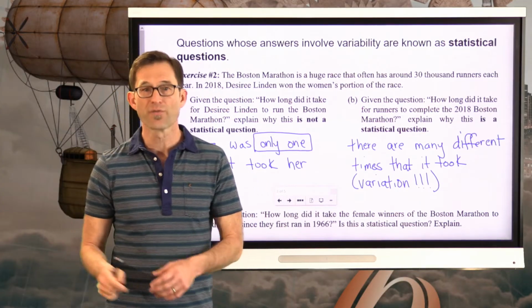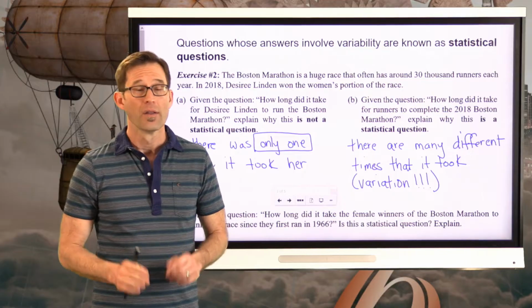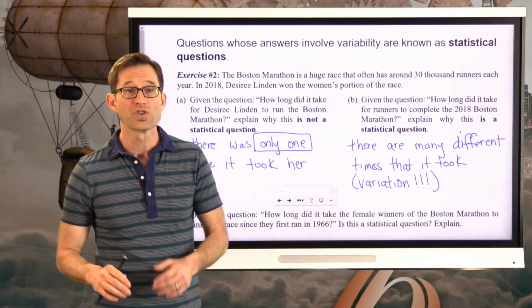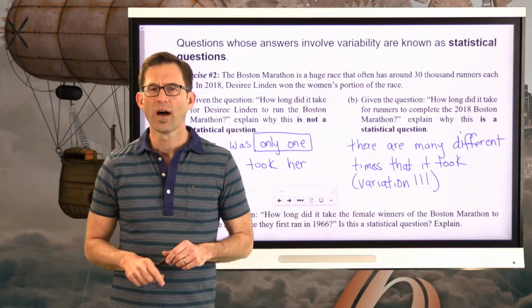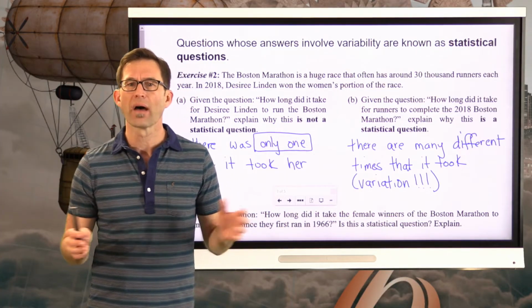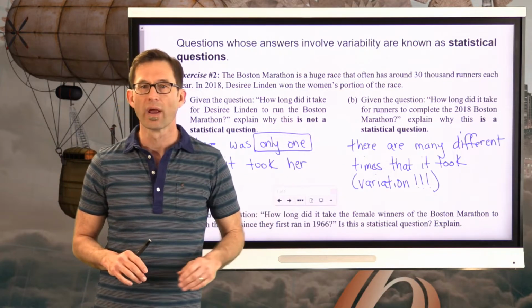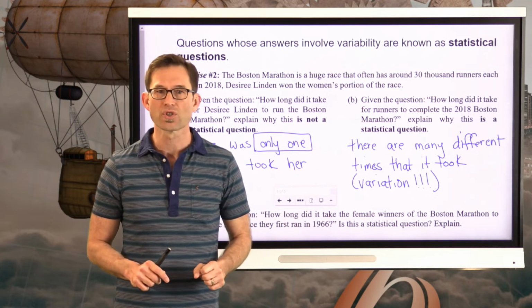There's somebody who finished first, Desiree Linden, right, in 2018 for the women. There's somebody that finished last, right? There are the people that finished in the upper half, the people that finished in the lower half. There's an average amount of time. There's all sorts of different amounts of time that it took for people to finish this race. And because of that, this is a statistical question.